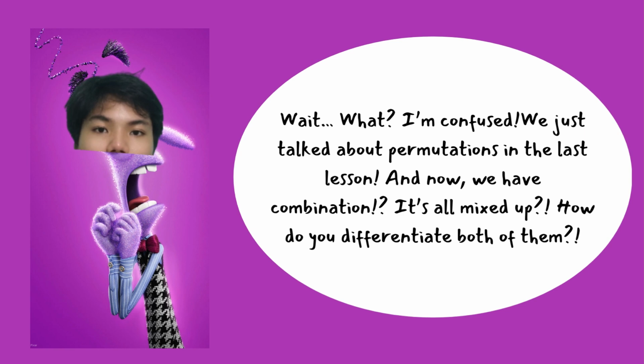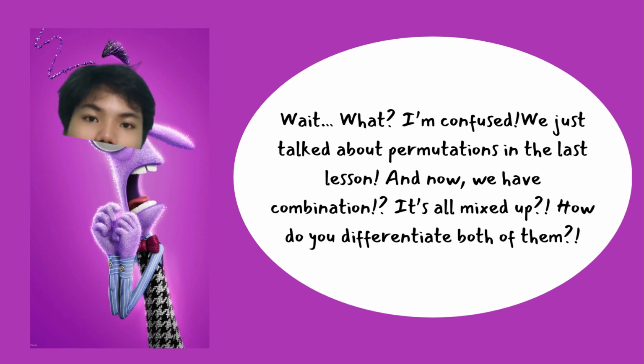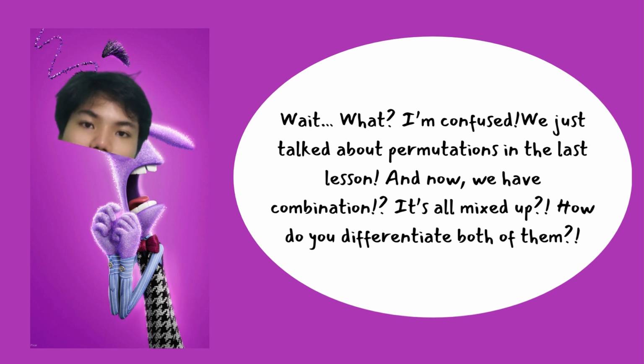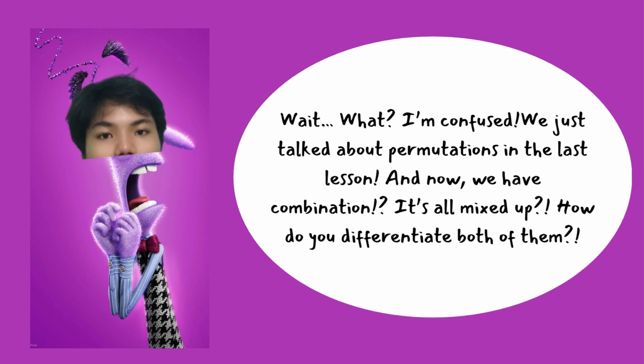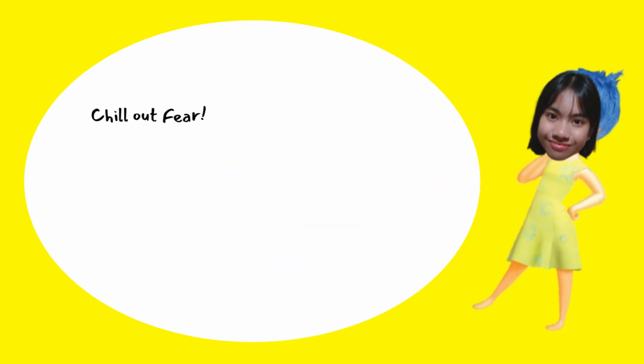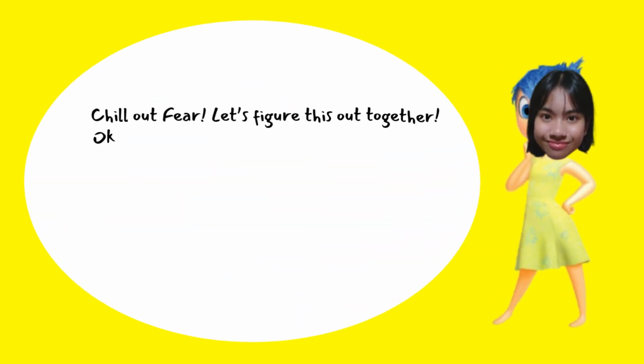Wait, what? I'm confused. We just talked about permutations in the last lesson, and now we have combinations? It's all mixed up. How do you differentiate both of them? Chill out, Fear. Let's figure this out together, okay?